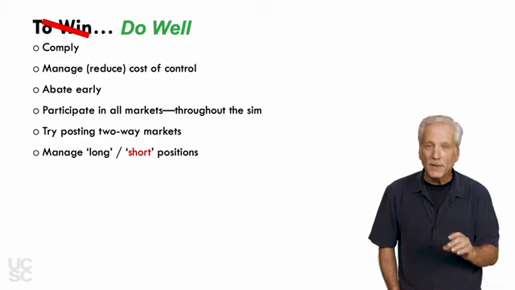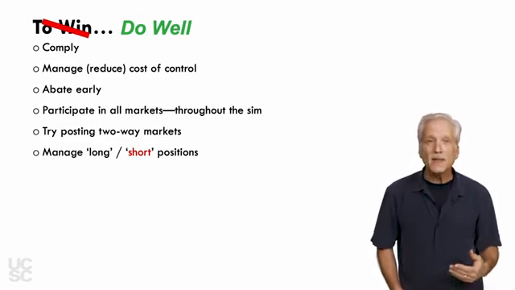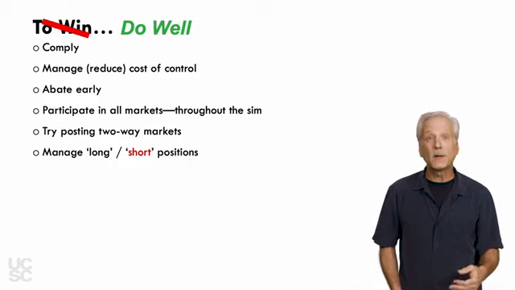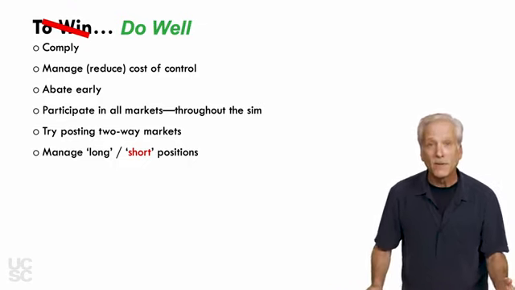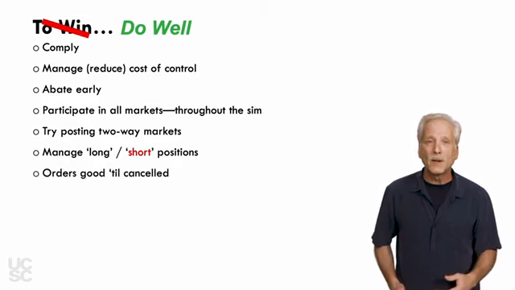Your short position is when you don't have enough allowances. Make sure you don't end the year or the simulation short because it's going to be very expensive. 300 pesos a ton plus 1 ton debited from next year.